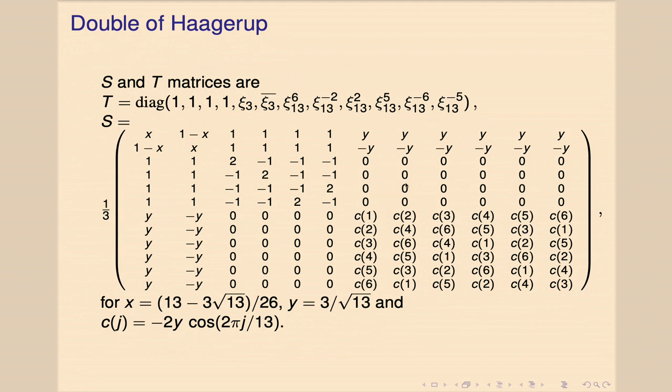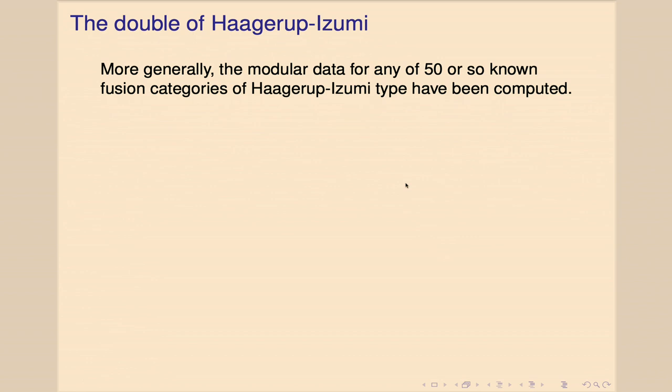And similarly for the T matrix, those C13s, you can see what the exponent there is. There's a formula for it. So it doesn't look bad at all. It's very clear how it generalizes to anything in the Haagerup-Izumi series. So that's what the modular data looks like. Actually, this looks remarkably simple. So it's an exotic category in the sense that we don't have any way to construct it except methods that are kind of ugly. I think that's a safe way to describe it.